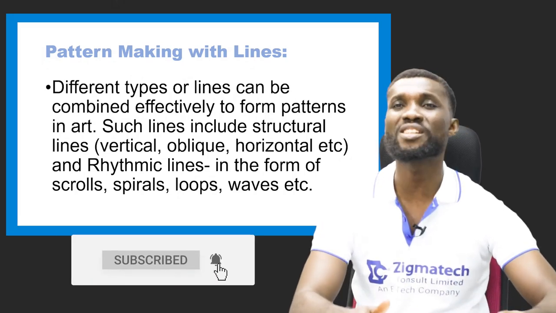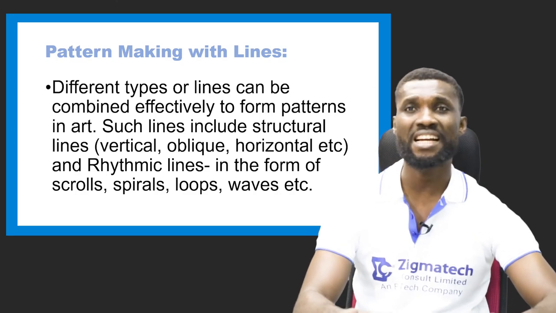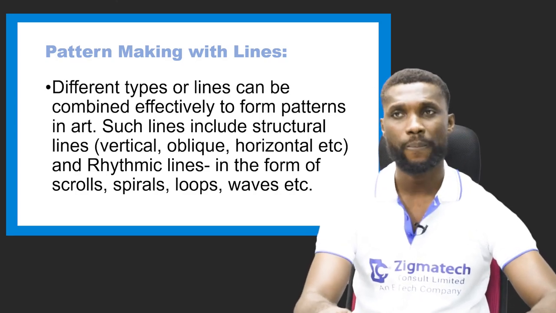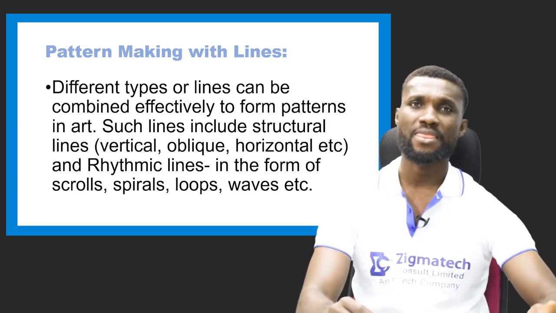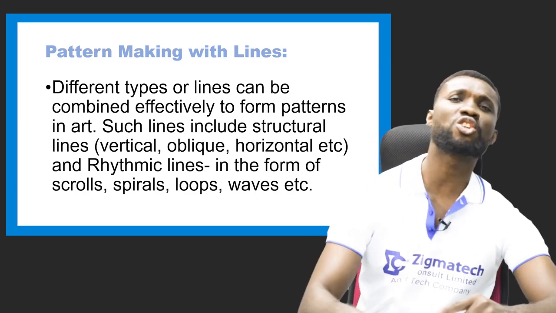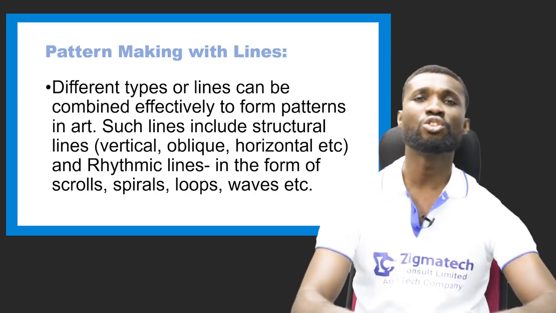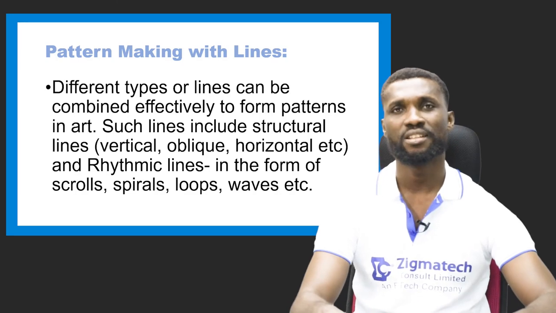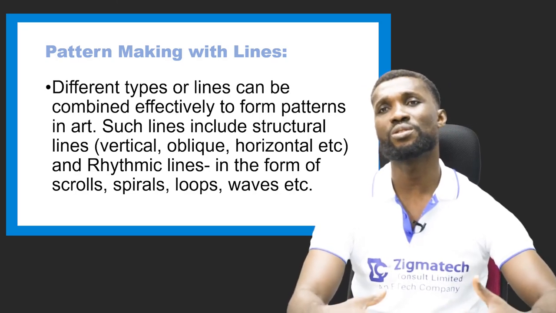major types of line. The first one is the structural line, which includes vertical line, oblique line, horizontal line, wavy line, zigzag line. Now, the next type of line we have is the rhythmic line. The rhythmic line includes the spiral line, the lobes line, the wavy line, the scroll, the coil, the curve lines, to mention but a few.